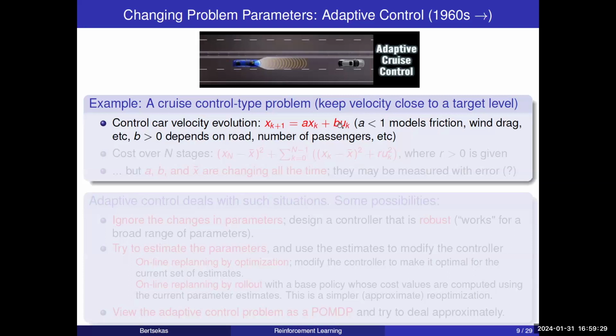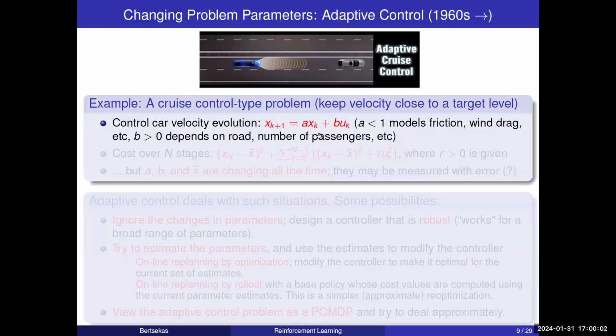And there's also a coefficient B here, but that B is not really known, and it changes all the time. Depends on the road, whether it's bumpy or uphill or downhill. It depends on the number of passengers in the car. So you can't really know this B ahead of time. You have a situation where the velocity of the car evolves according to unknown parameters or parameters that are maybe hard to estimate.